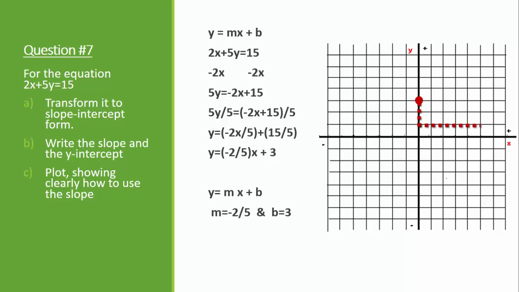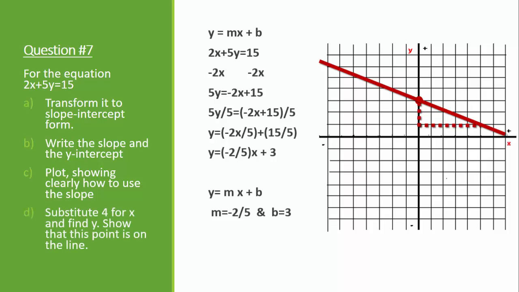If I connect those 2 points, I end up with a line that looks something like this. This is my line of y equals mx plus b, or y is equal to -2/5 x plus 3. I had the point for my b, which is my y-intercept, and then using my slope, I computed the second point, and I connected them to form the line. Now question 7d says to substitute 4 for x and find y, and show that this point is on the line.